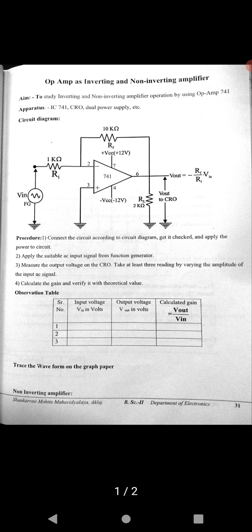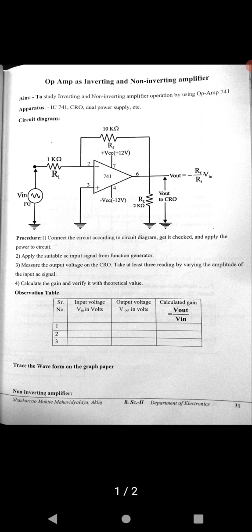Vout is equal to minus RF upon RI into Vin, where RF is the feedback resistor, RI is the input resistor, and Vin is the applied input voltage. In this operational amplifier we require a dual power supply, that means positive and negative. The minus 12 volt supply is connected to pin number 4, and the plus 12 volt supply is applied to pin number 7. In this way this circuit diagram is used as an inverting amplifier.